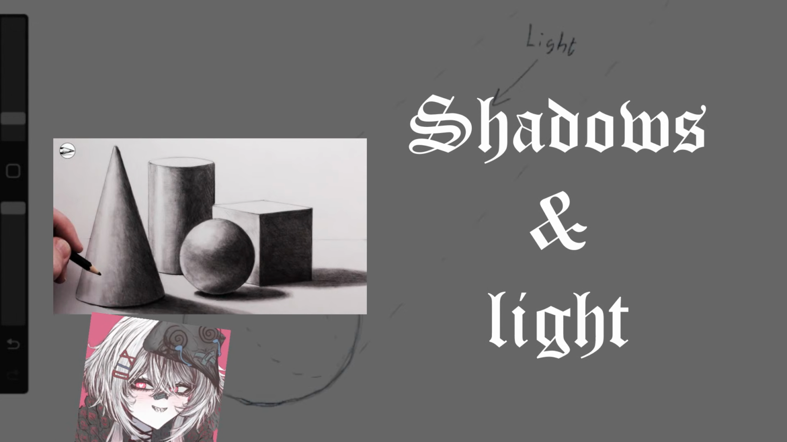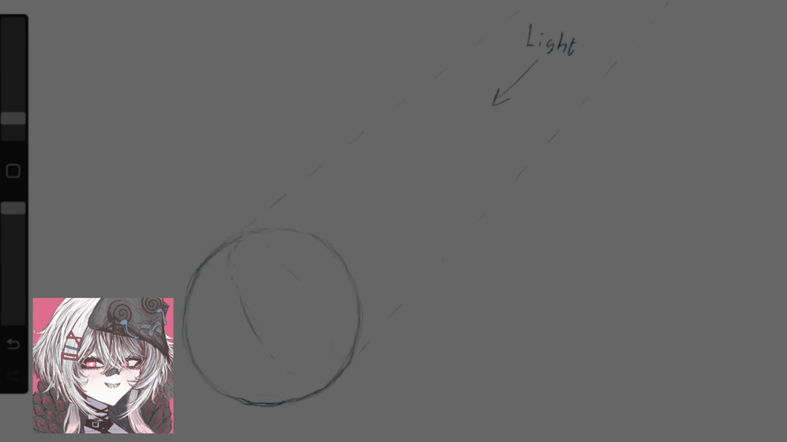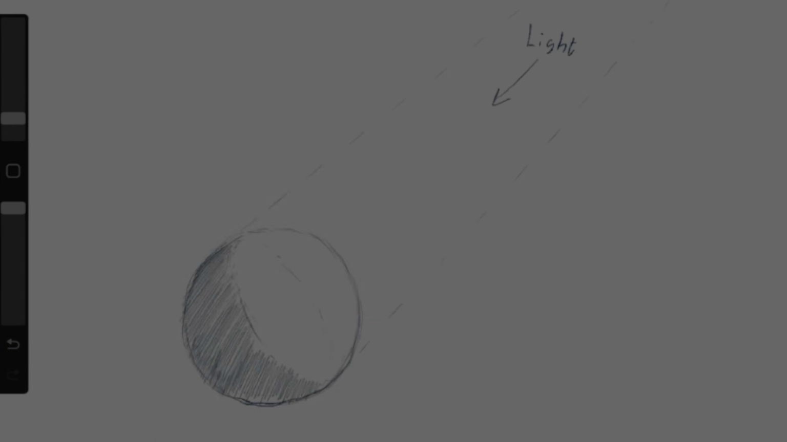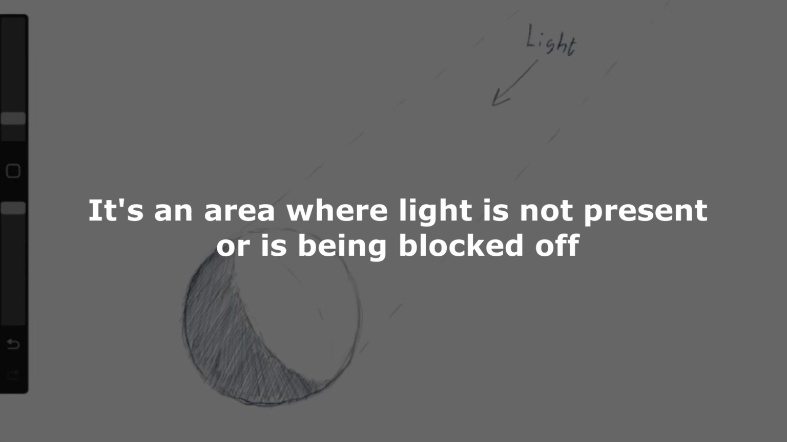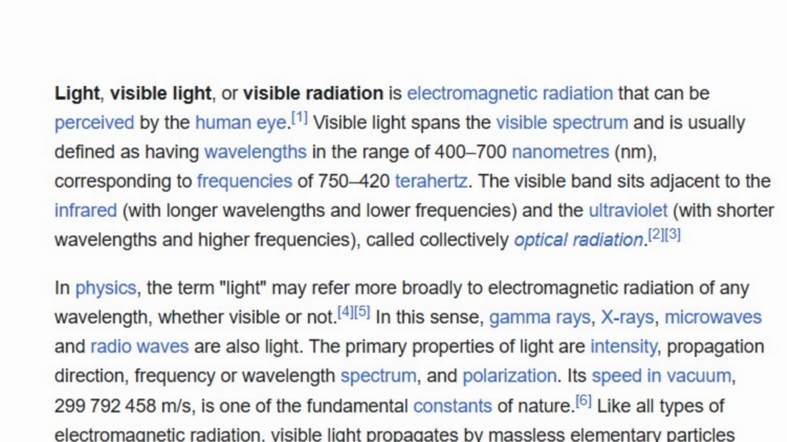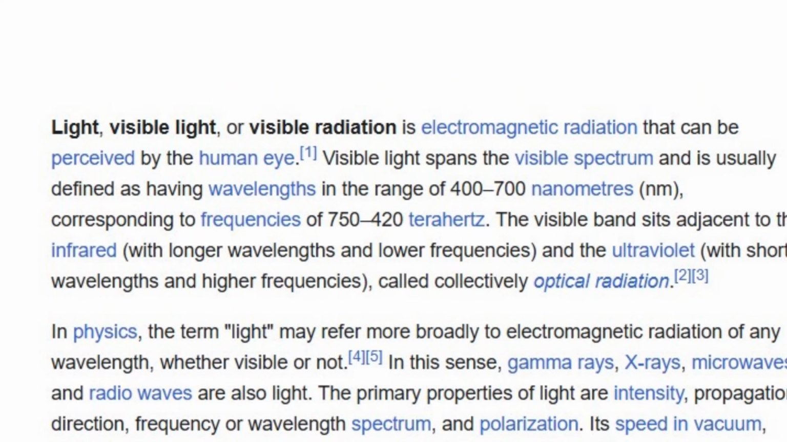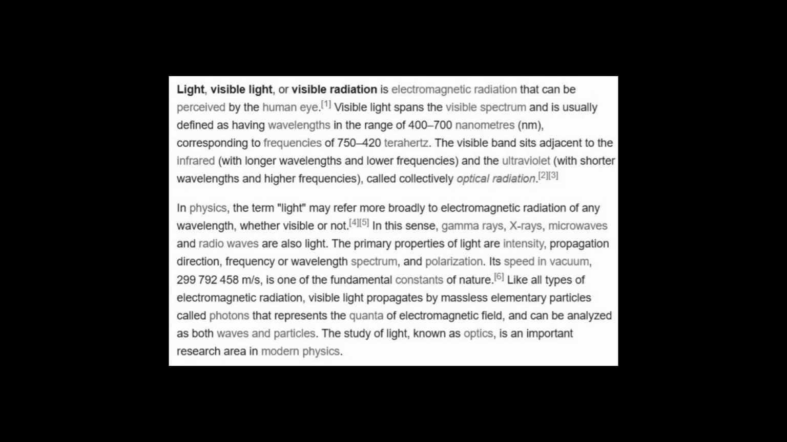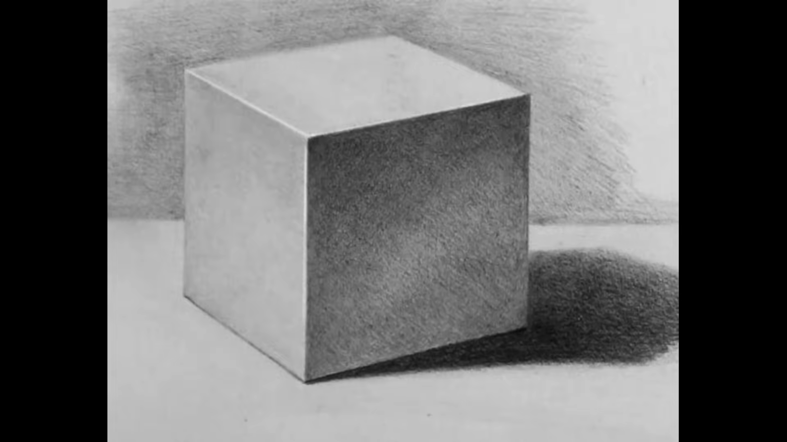So what are shadows exactly? I dug up some information on lights and shadows. The most simple explanation would be, it's an area where light is not present or is being blocked off. Yeah, that's about it, but what is light then? Light, visible light or visible radiation is electromagnetic radiation that can be perceived by the human eye. Yeah, okay, well, I don't think we need to dig that deep to just draw it, you know?